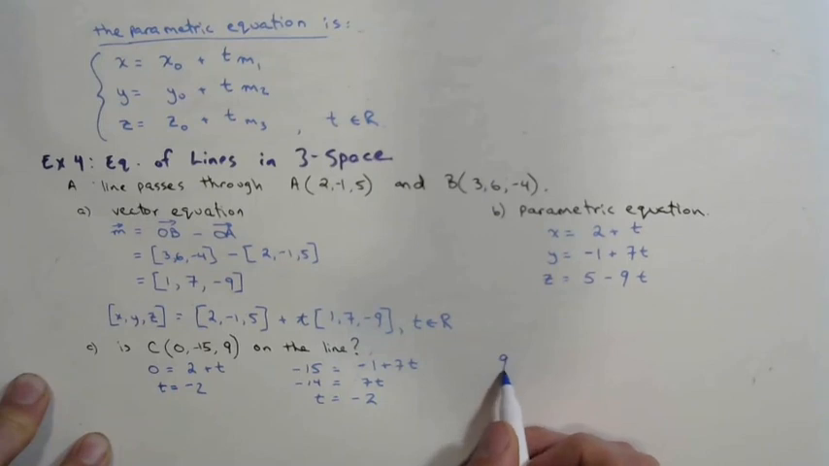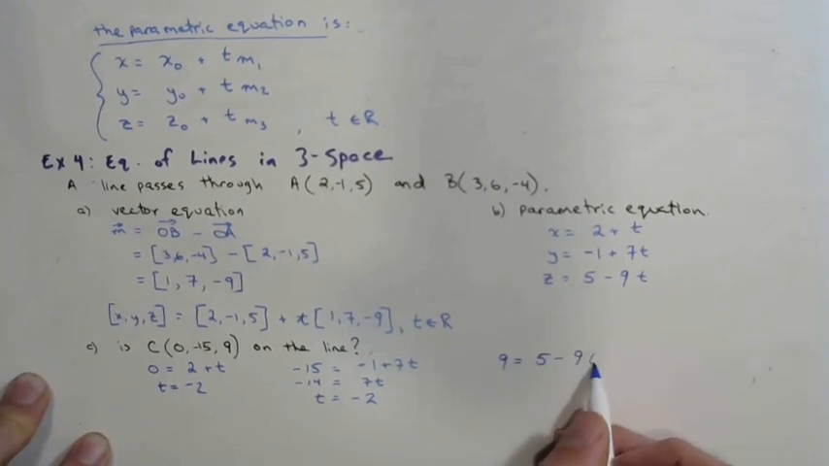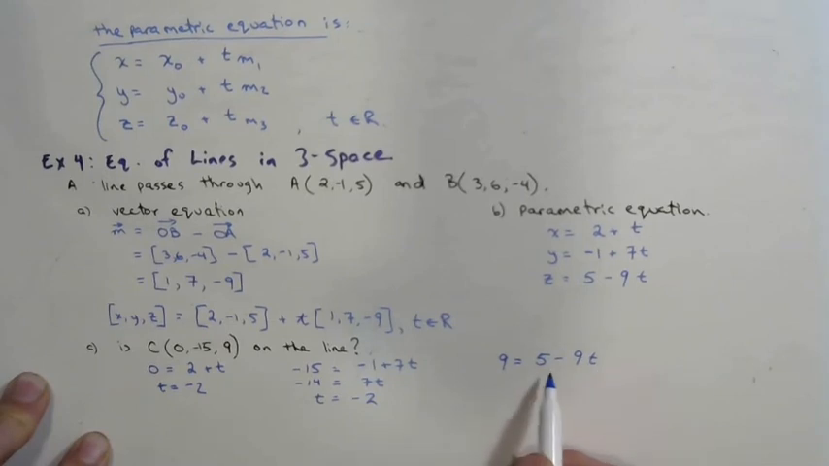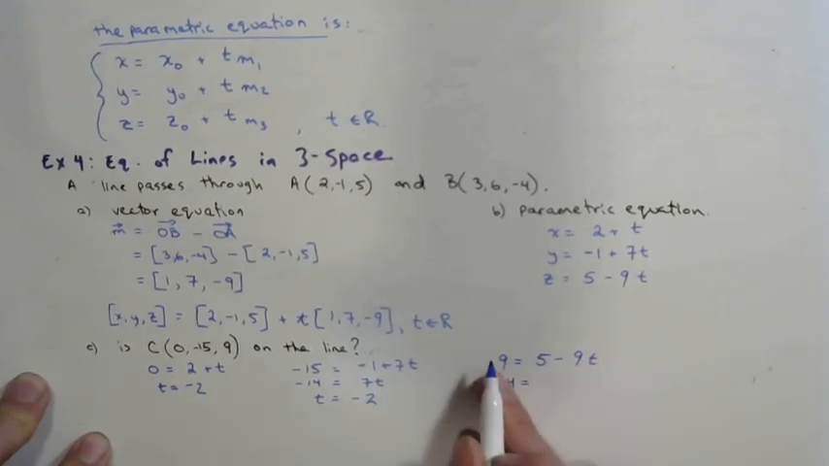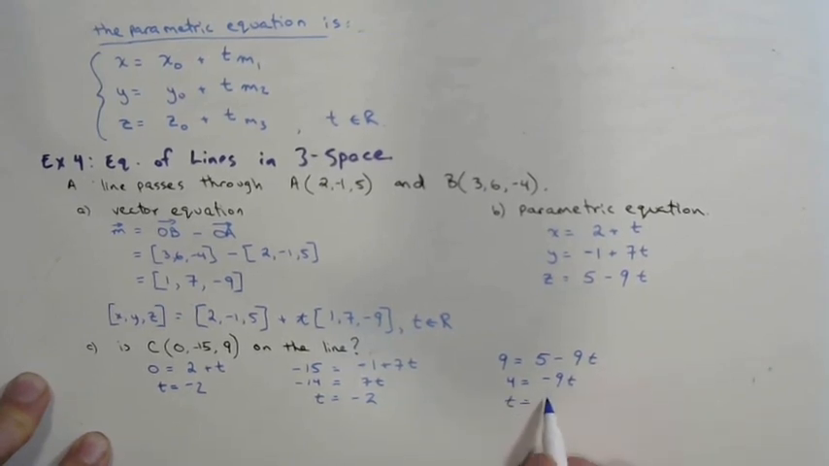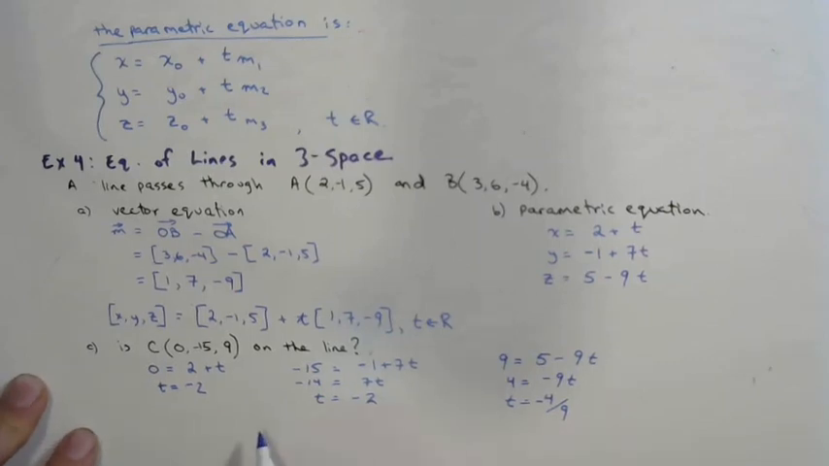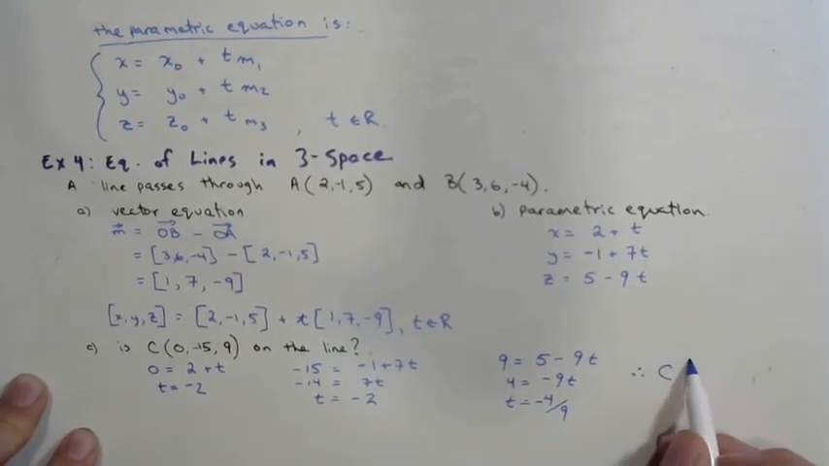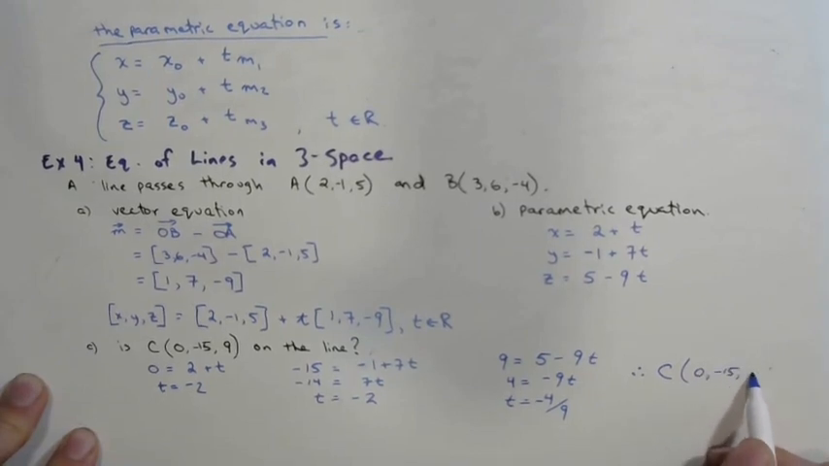So I'm going to look at my z. 9 equals 5 minus 9t. This one's pretty easy to see it's not going to work, because as soon as I add or subtract 5 to this, it's not going to be a multiple of 9 anymore. I'm going to subtract 5 from both sides. Get 4 equals negative 9t. Divide both sides by negative 9. I get t equals negative 4 over 9. The t values are not all equal. Therefore, C, 0, negative 15, 9, is not on the line.